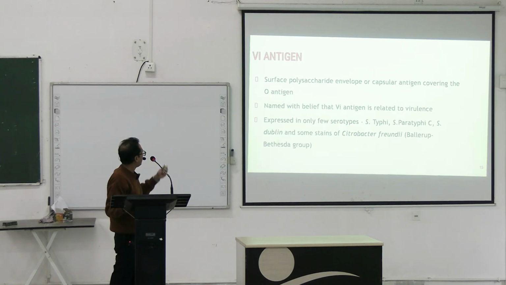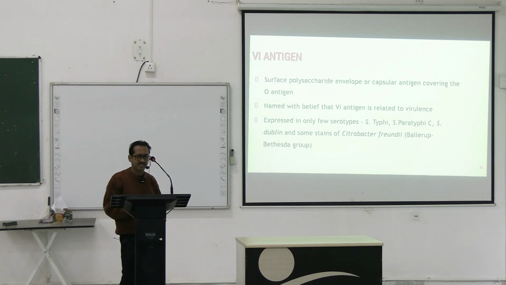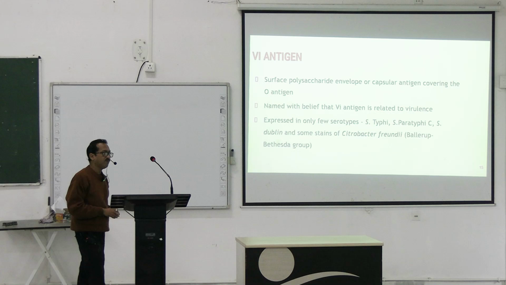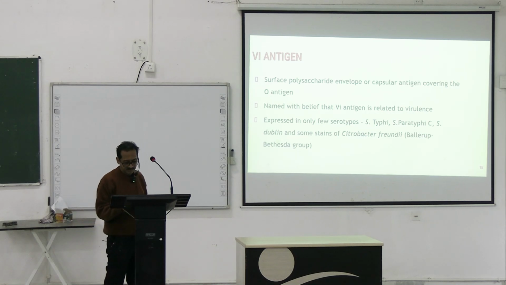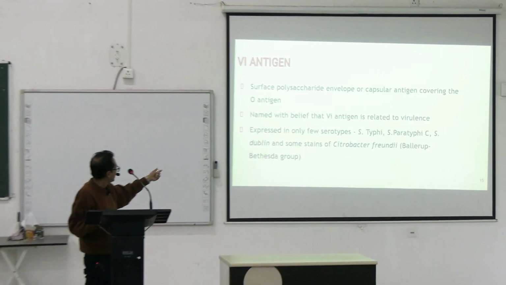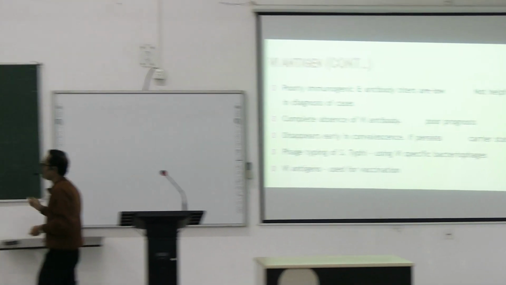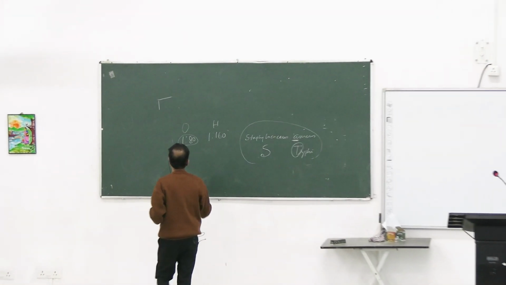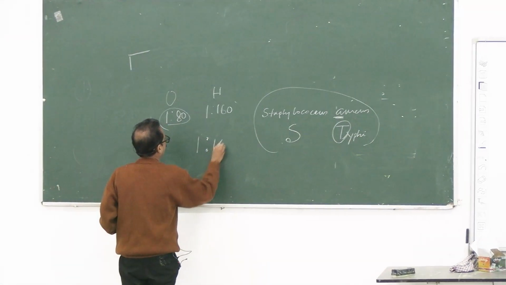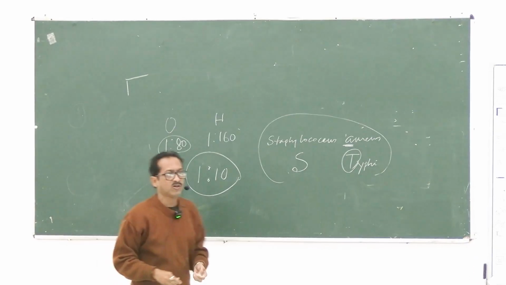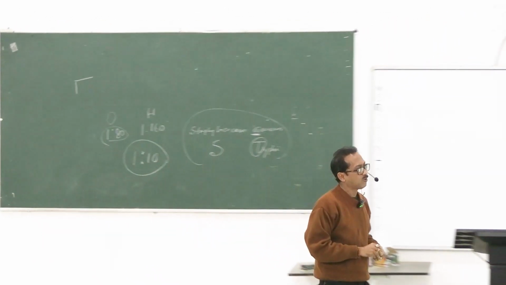What is the role of VI antigen? VI antibody can detect the carrier state. If we want to detect the carrier state, VI antibody is one role of VI antigen. Now the conjugate vaccine which is given for typhoid is prepared from VI antigen. So it is a vaccine part and also carrier detection. It is poorly immunogenic. Once again, what would be the titer? If we detect VI antibody, it is usually 1:10. As it is low immunogenic, the titer is also less. So VI is also low immunogenic.